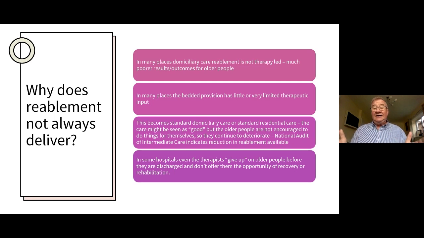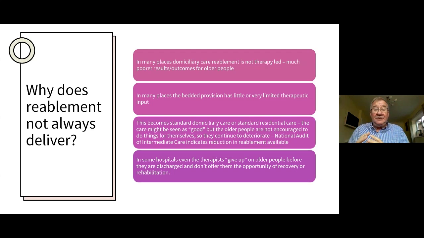And ordinary care is fine, but the evidence is that people are likely to deteriorate if they're just being cared for, if they're not being helped to maximise their independence. There's lots of evidence of that. And it's actually interesting, the recent national audit of intermediate care indicated there is a reduction in reablement that's available to people. I've focused on hospital discharge, but actually these services are equally helpful to people who've been living at home in the community, experience some deterioration, and might need a period to help them regain their strength.